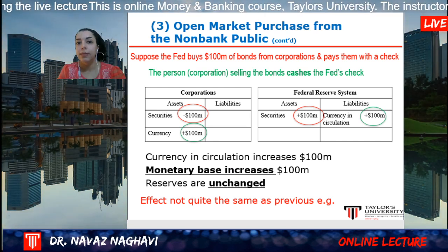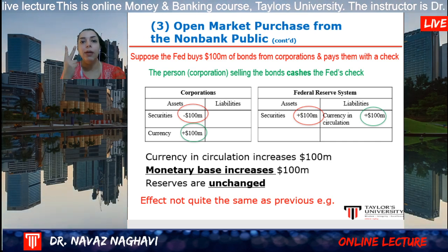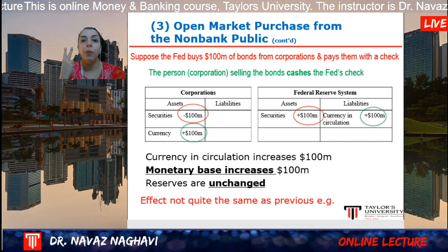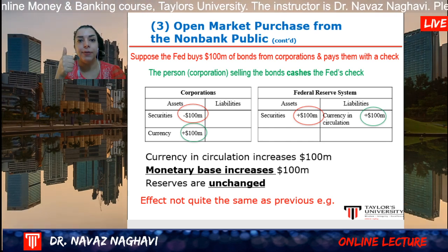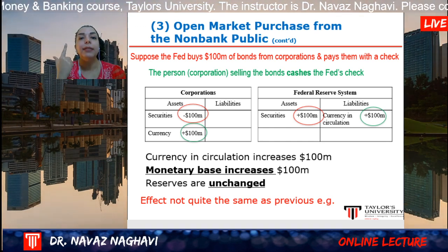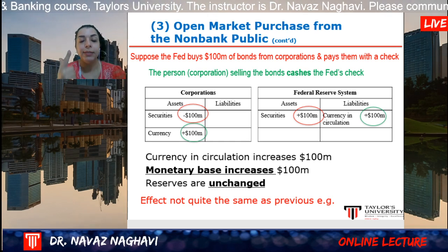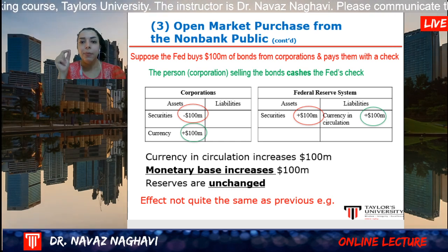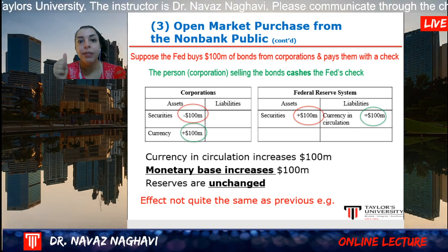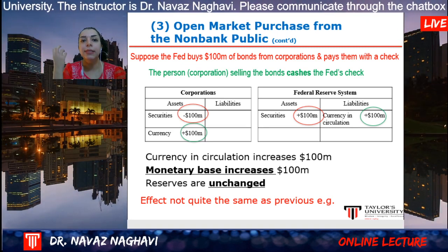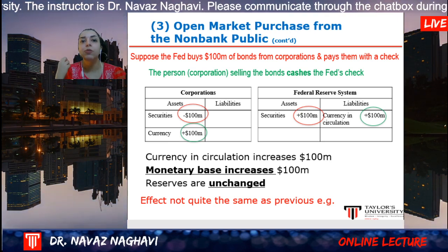So now you can see both are the same way of open market purchase or monetary policy. In one of them, the reserve is increasing. In another one, the currency in circulation is increasing. In both ways, the money supply is increasing. However, once we are cashing the amount, it means that the reserve has come out of the system. There is no more reserve.